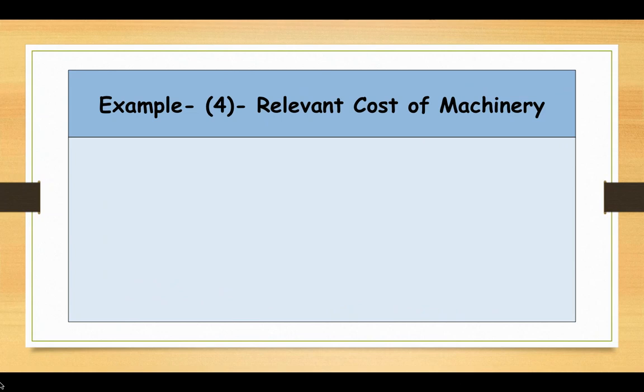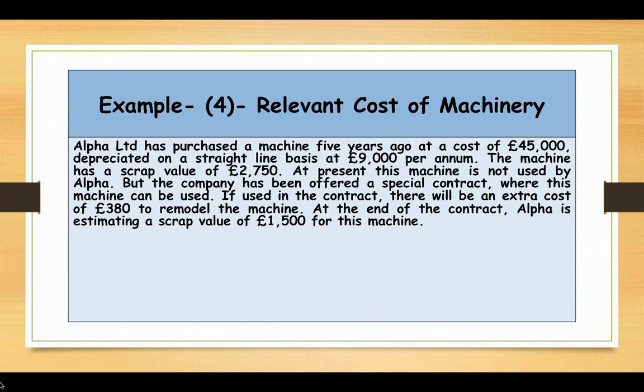We'll see another example on relevant cost of machinery. Alpha Limited has purchased a machine 5 years ago at a cost of £45,000. We know that 45,000 is not a relevant cost. Depreciated on a straight line basis at £9,000 per annum. Again, depreciation 9,000 is also not relevant.